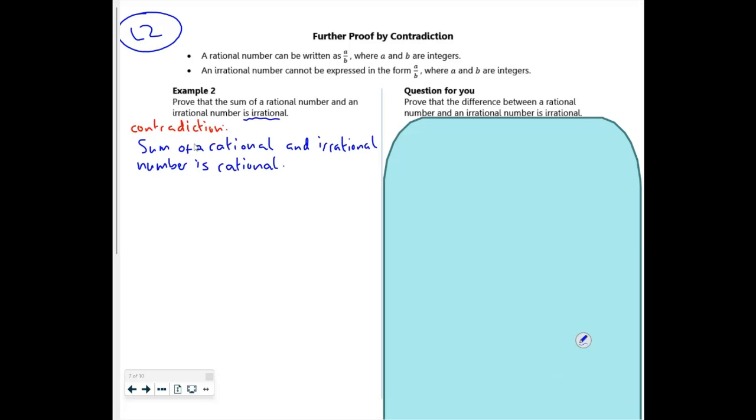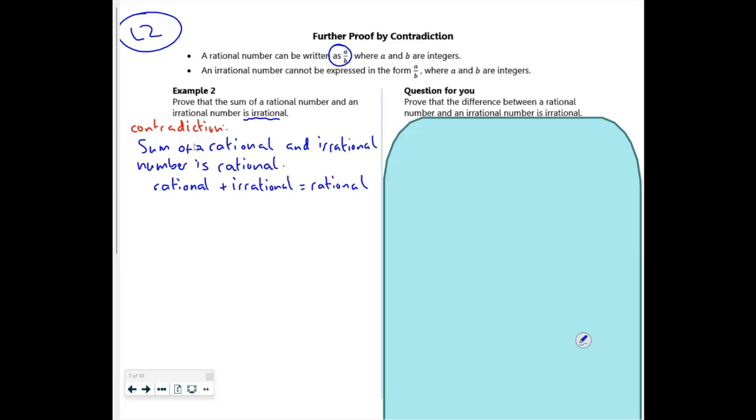So remember, rational is a fraction. Irrational is like square rooty stuff and things like that. It can't be formed as a fraction. So here, it says a rational number can be written in the form a over b, where a and b are integers. An irrational number cannot be expressed in that form. Right, so I'm looking at a rational plus irrational is rational.